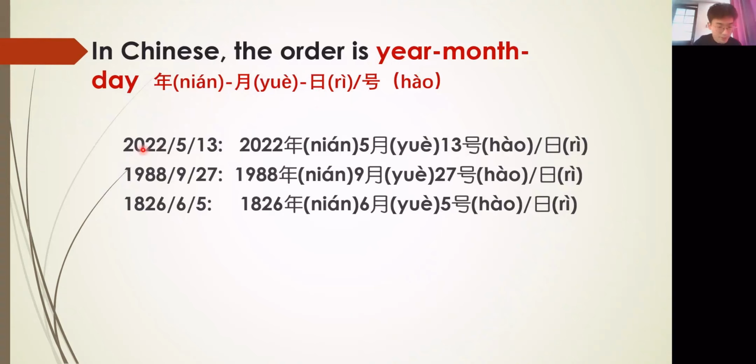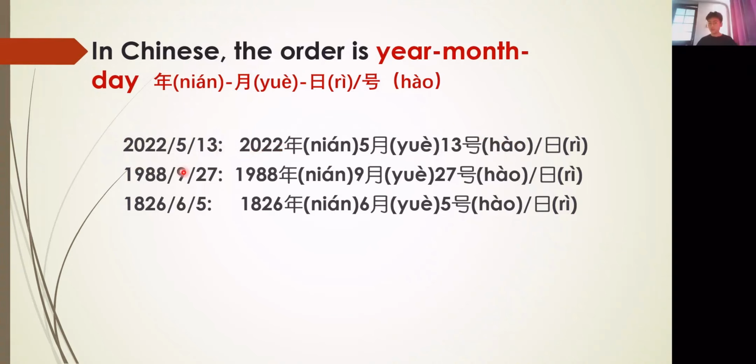And this one is 2022, May 13th, right? So in Chinese, we say the year, the month, and the specific day in the month. So in Chinese, it would be 2022年. And then the month is May, right? 5月 and then the day 13号 or you can say 13日, right? So this date in Chinese I would say 2022年5月13号. 非常好.